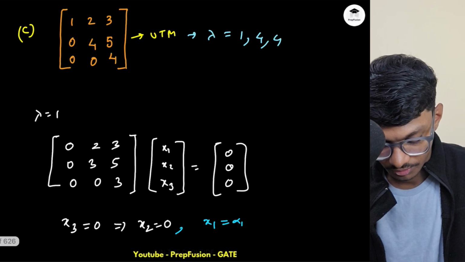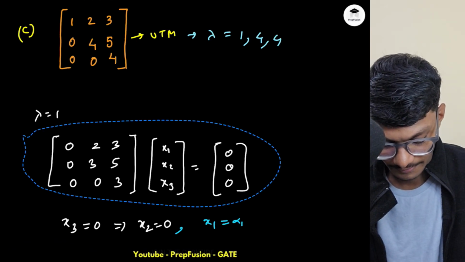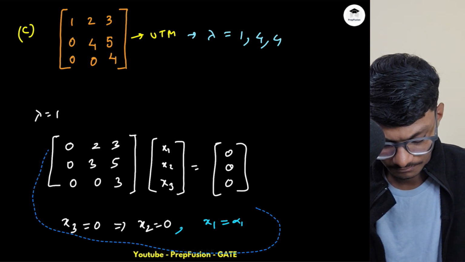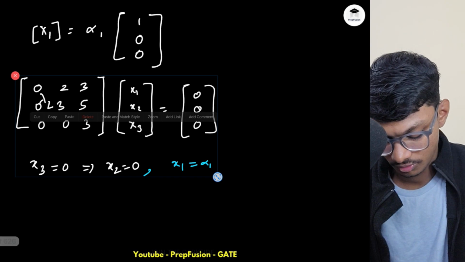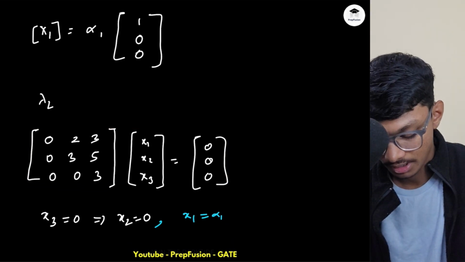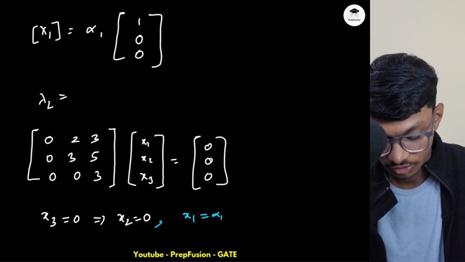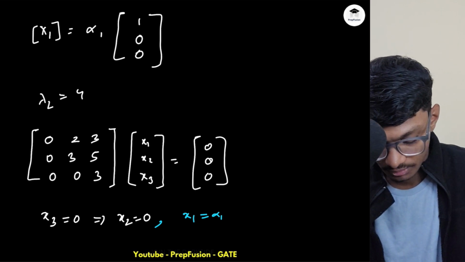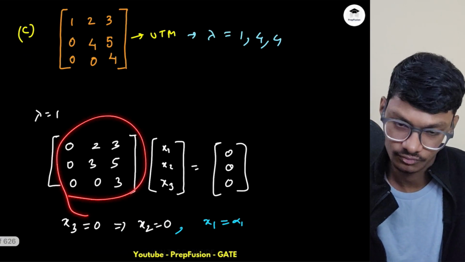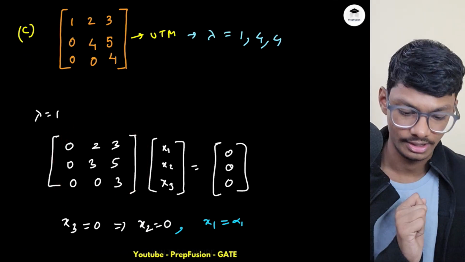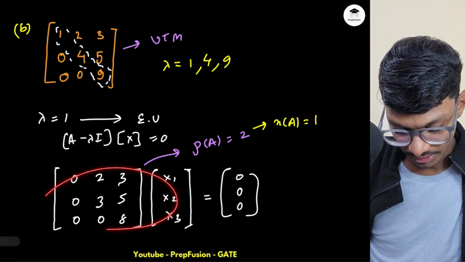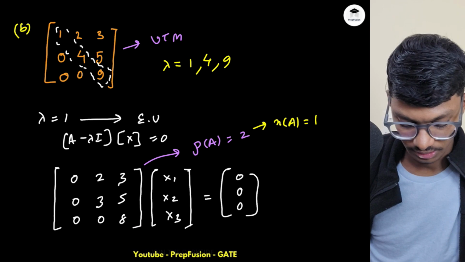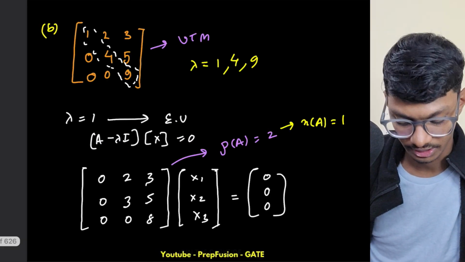Now what about my lambda 2? Again I will copy the same thing. Lambda 2 equals 4. So for 4, how many vectors do I get? What was the nullity here? Here nullity was 1, hence I got one independent eigenvector. Everywhere in this case I got nullity as 1, so I got one independent eigenvector.